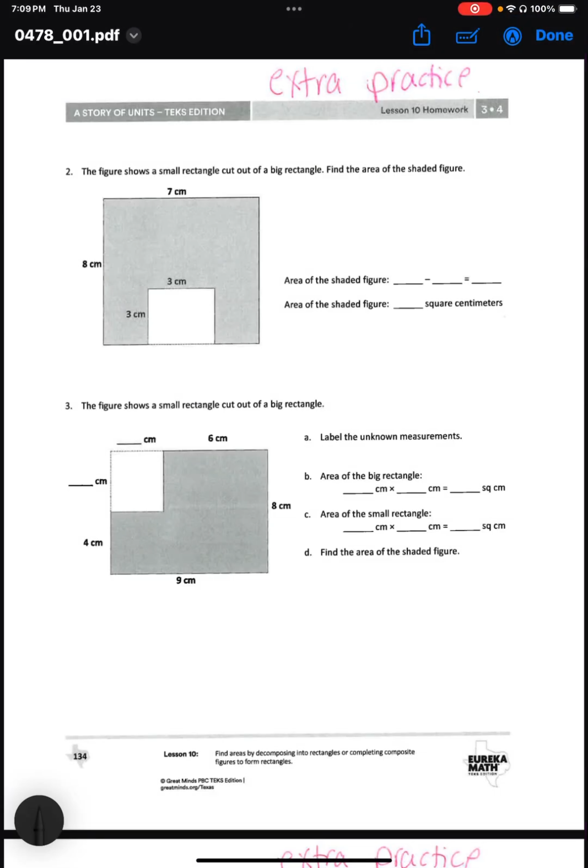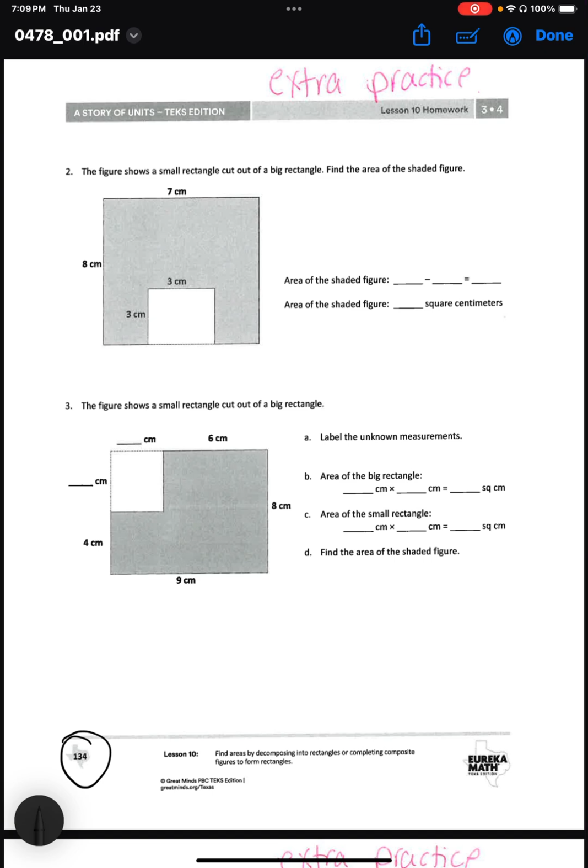I want to cover the extra practice that went home. This is page 134. The top problem says the figure shows a small rectangle cut out of a big rectangle. Find the area of the shaded figure.